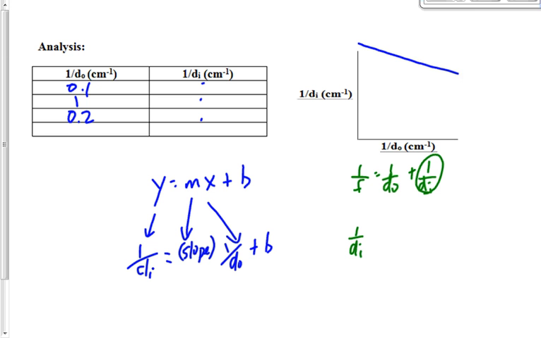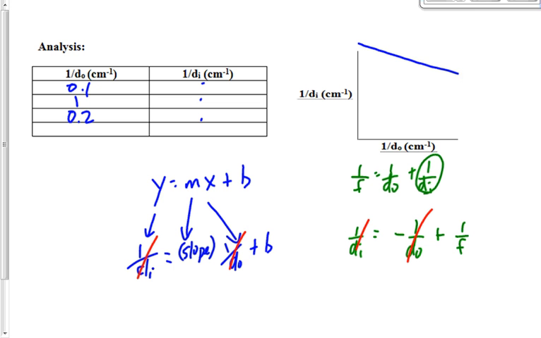Let's take the 1 over do over by subtracting. It becomes negative 1 over do plus 1 over f. We could have phrased it as 1 over di is equal to 1 over f subtract 1 over do. But I did it this way because it looks more like my graph equation if I rearrange it this way. 1 over di, then 1 over do come first. Now we start crossing off things that appear in both. 1 over di, gone. 1 over do, gone.